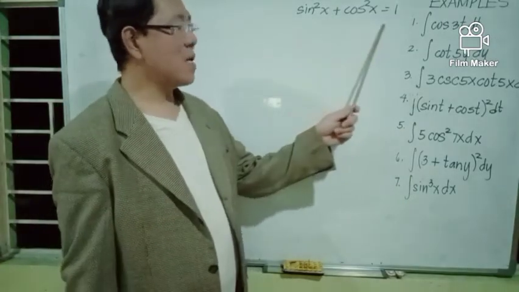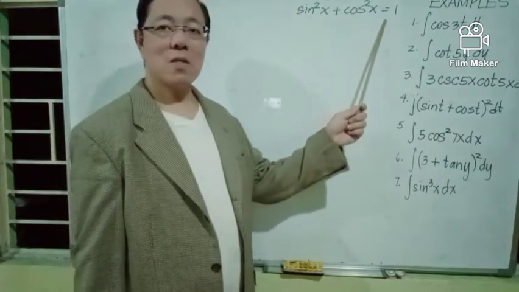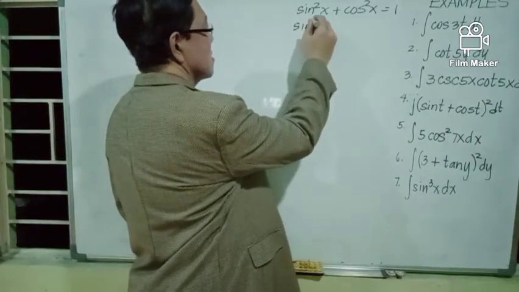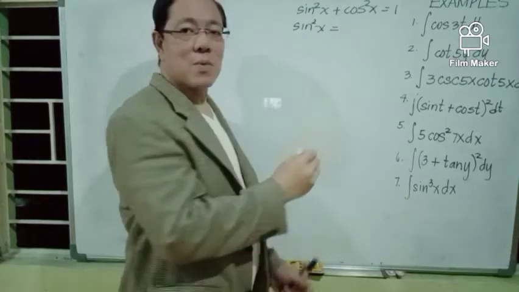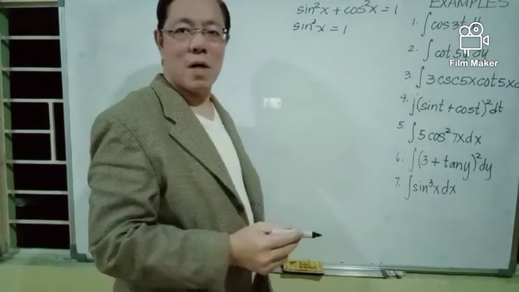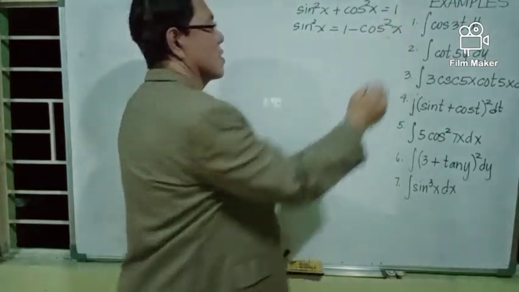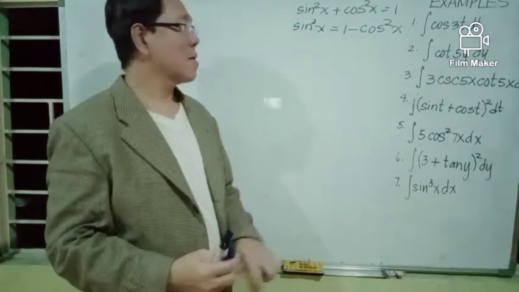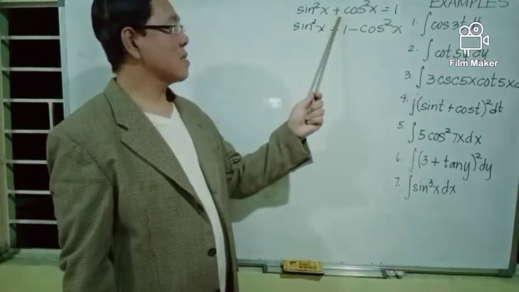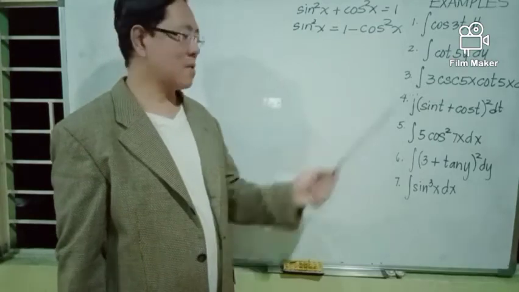And from this Pythagorean identity, we solve for the square of sine by transposing cosine squared x to the right hand side. Hence, we get sine squared x, or the square of sine, is equal to 1. We transpose cosine squared to the other side. We take the opposite sign of cosine squared, we get negative cosine squared x. Sine squared x equals 1. Positive cosine squared x transposed to the other side, we get negative cosine squared x.